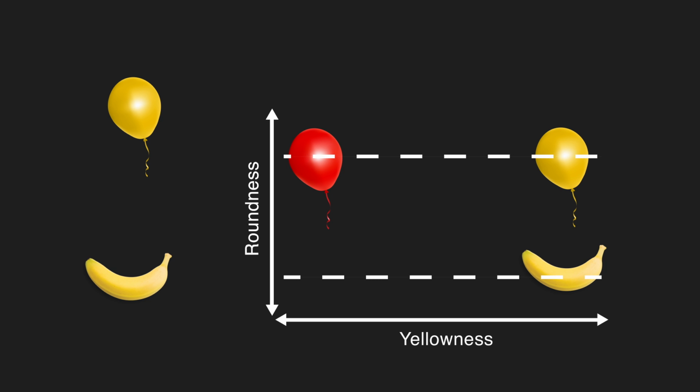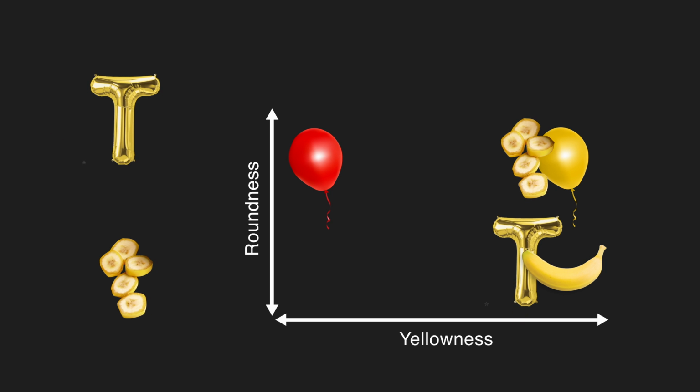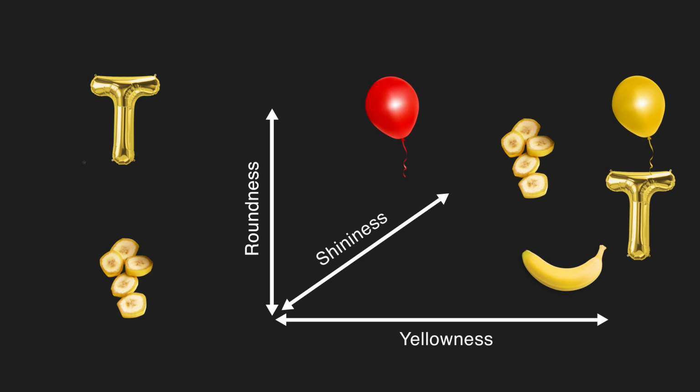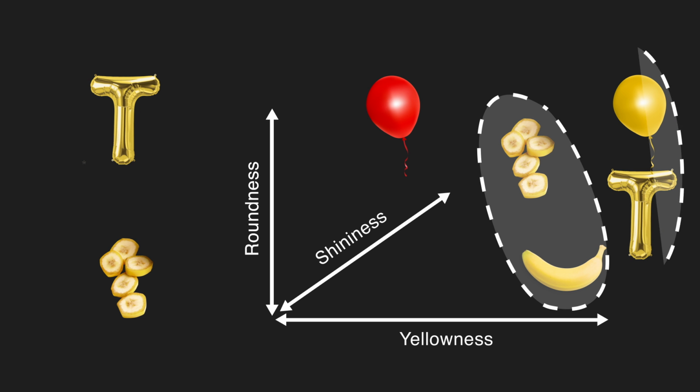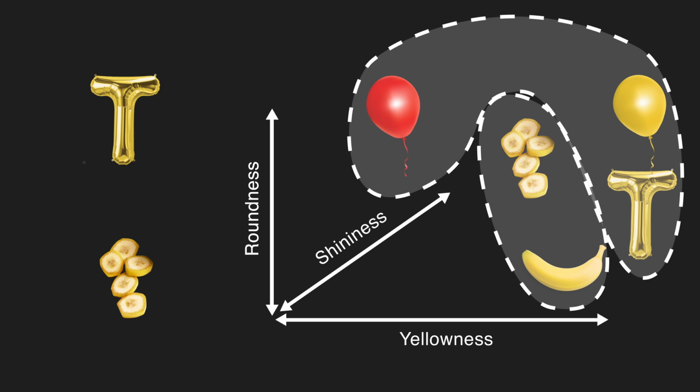But if we look at more data, we may come across a banana that's pretty round, and a balloon that isn't. So maybe there's some way to measure shininess. Balloons usually have a shiny spot. Now we have a three-dimensional space, and ideally, when we get a new image, we can measure the three variables and see whether it falls in the banana region or the balloon region of the space.